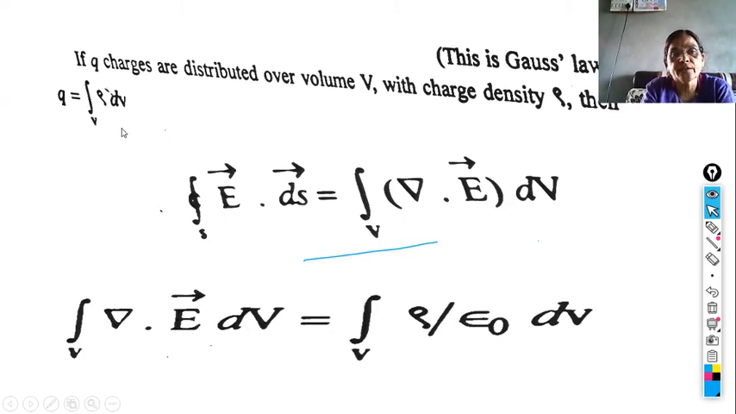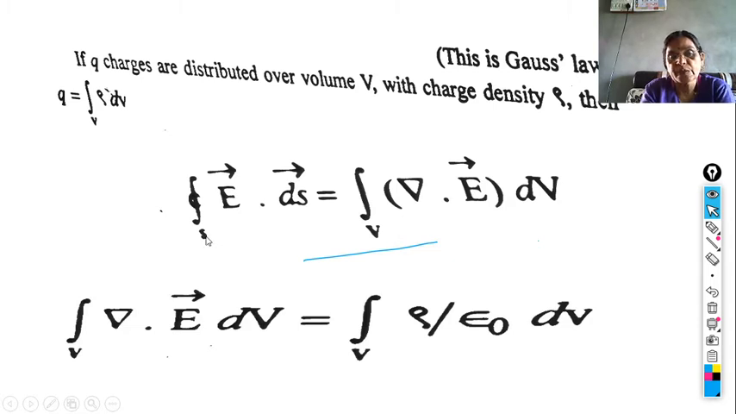The closed surface S bounds the volume V, and therefore the charge is equal to the volume integral of rho dV, where rho is the charge density, V is the bounded volume, and Q are the charges distributed over that volume V. That is the situation. Now the above equation, the surface integral of E bar dot ds bar, takes the form of the volume integral of the divergence of E bar dV.